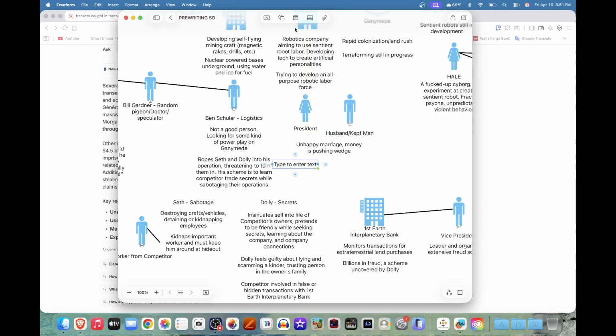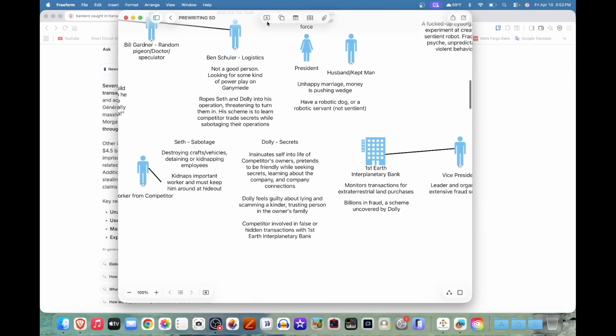Maybe they have, and this would be kind of a funny detail, a robotic dog or a robotic servant, not sentient. Because that's what their business is. They have to be conspicuous about it. They have to have it in their house. And while Dolly hangs out with them and learns about them, she could see these things and see the problems that are developing, see what kind of life they're living, and maybe she could feel guilty about scamming them, or she could also feel a little disgusted about them. You know, a little bit of both.